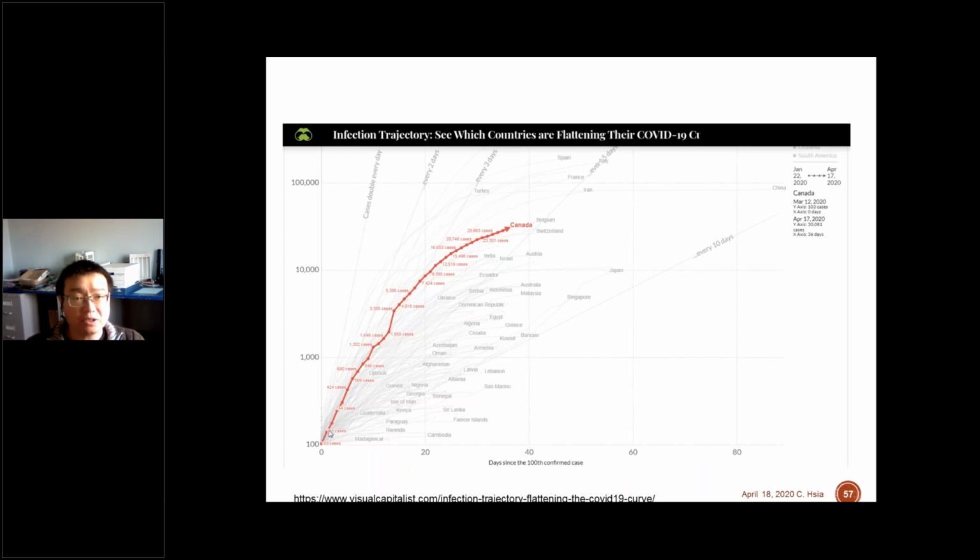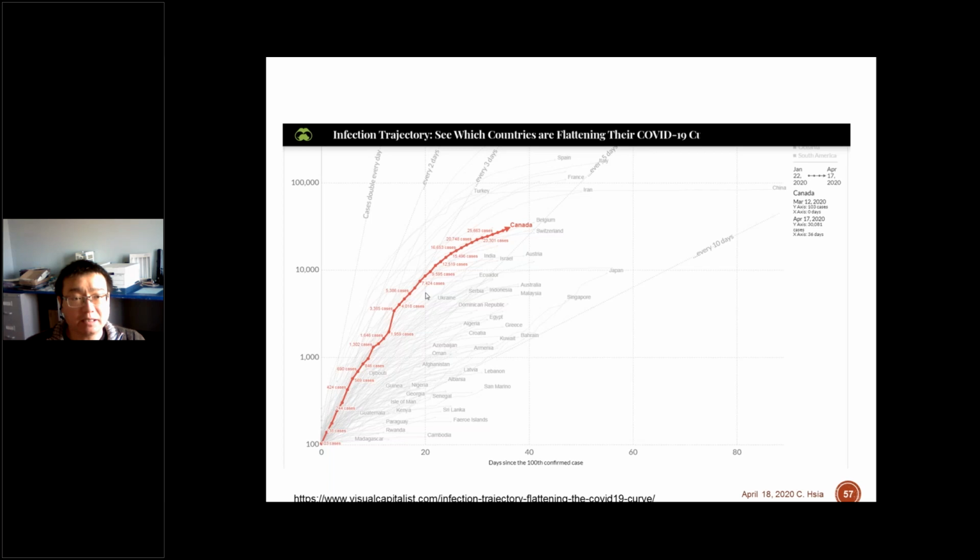In Canada here, just to show you where our current trajectory is for the number of cases over the number of days so far, compared to other countries with different strategies. You might say, oh, Canada is here. We might be doing better than certain other countries so far. But remember, this is just a snapshot in time.